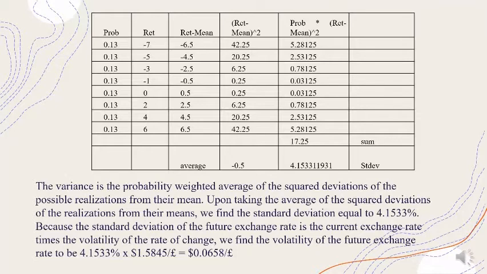To find the standard deviation, we simply take the square root of the variance and we get a standard deviation of 4.15. The variance is the probability weighted average of the squared deviations of the possible realizations from their mean. Upon taking the average of the squared deviation of the realizations from the means, we find the standard deviation equal to 4.1533%. Because the standard deviation of the future exchange rate is the current exchange rate times the volatility of the rate of exchange, we find the volatility of the future exchange rate to be 4.1533% times the exchange rate given in the question, and we get an answer of $0.0658 per pound.